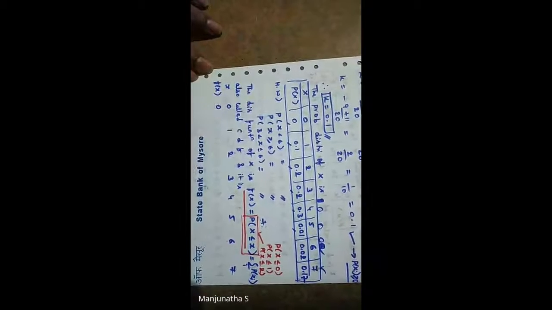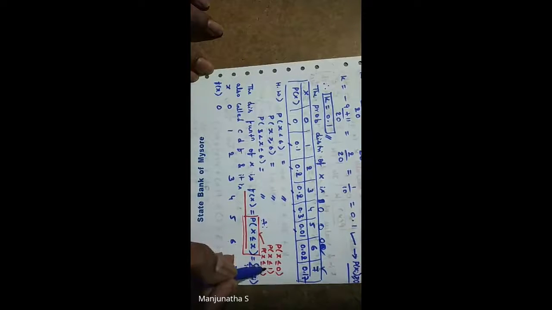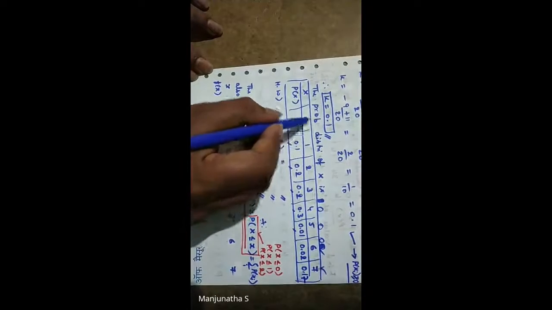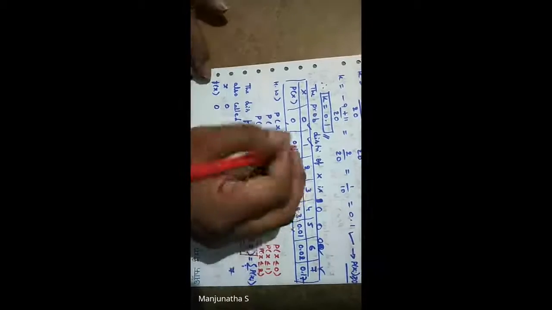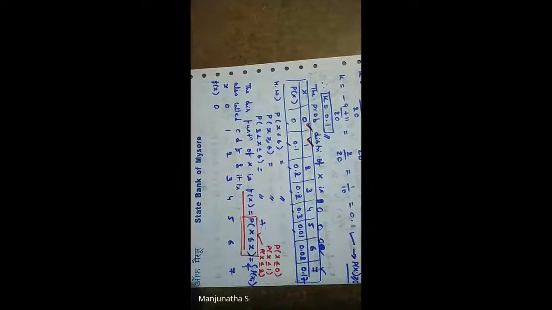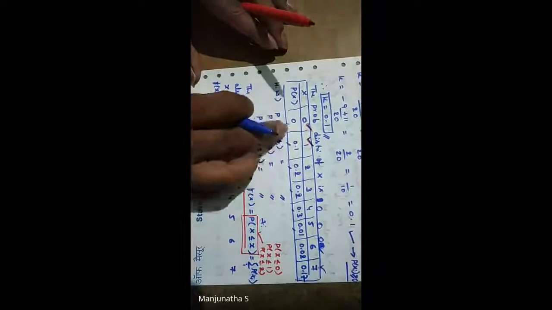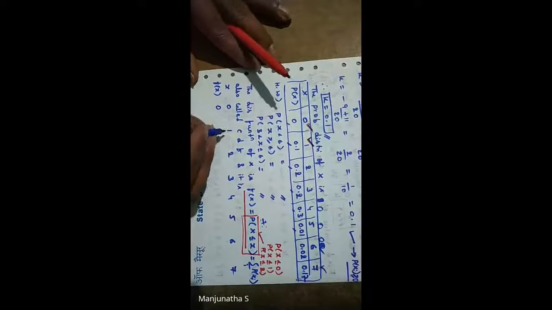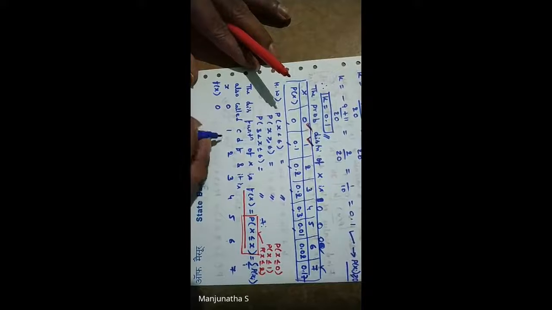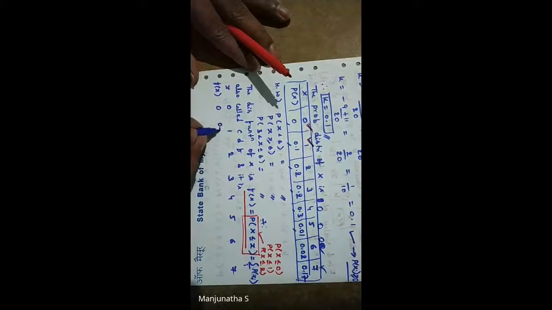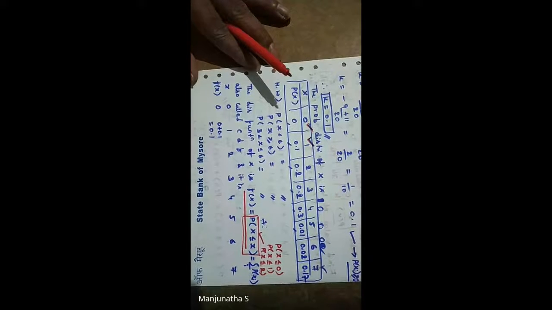So f of x is 0. Now less than or equal to 1 means 1 and 0. These both we need to take, this one and this one. So therefore 0 plus 0.1, these values, not this x value, these answers we need to take, probability values. So 0 plus 0.1 is equal to 0.1.